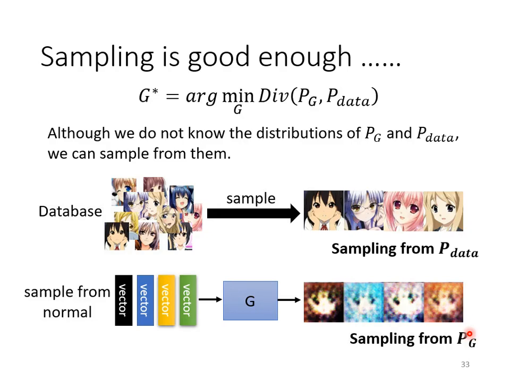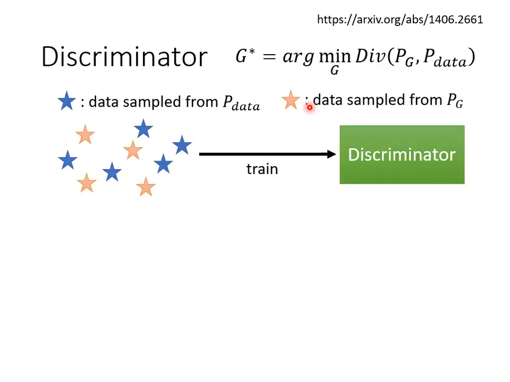GAN then gives us the ability to train the model, while all we can do is create samples. I don't even know the exact form of PG and P data. With only the ability to sample, we are able to estimate the divergence. We are going to rely on the discriminator to do this.